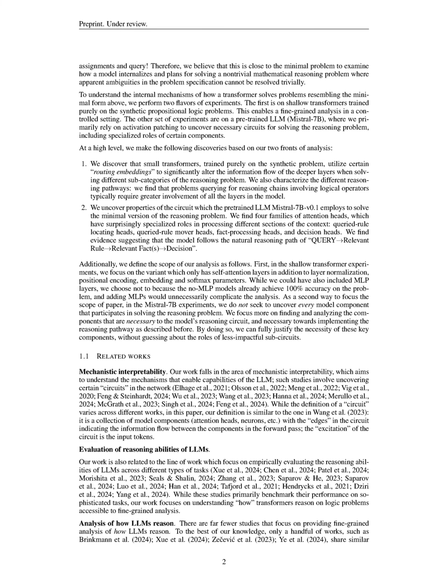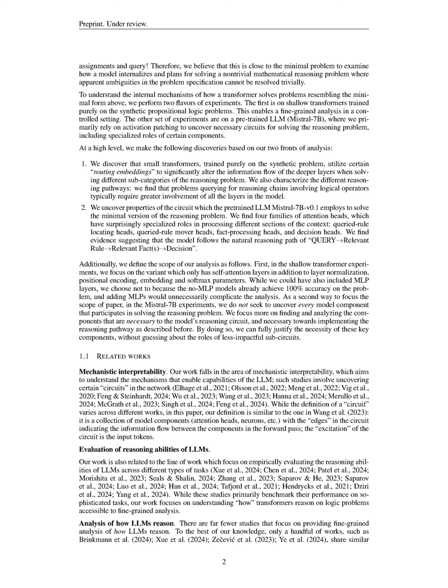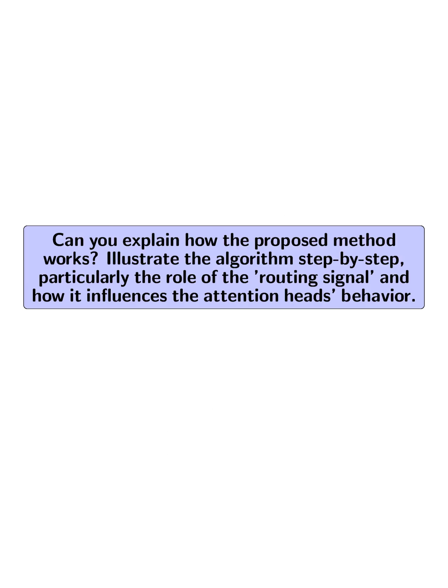By conducting experiments on both shallow transformers trained on synthetic problems and a pre-trained large language model, Mistral 7b, we uncover the specialized roles of attention heads and the routing signals that guide the model's reasoning pathways. Our findings reveal how the model processes context, locates relevant rules, and makes decisions without relying on chain of thought, thereby enhancing our mechanistic understanding of reasoning in transformers. Ultimately, this work contributes to the broader field of mechanistic interpretability by elucidating the internal circuits that facilitate logical reasoning in these models.